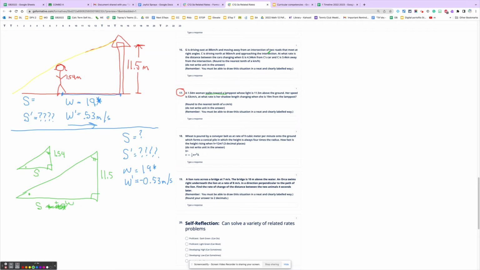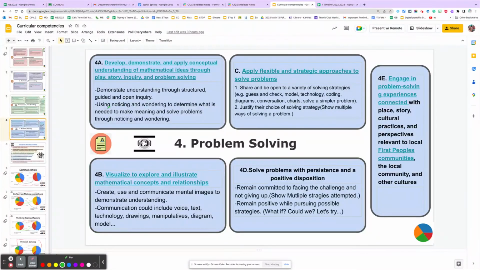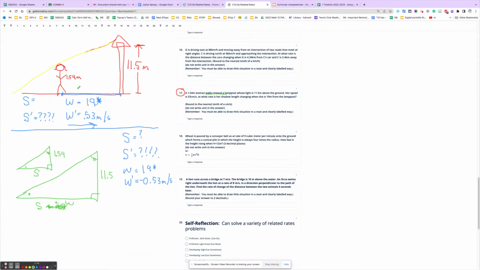So we got to go back and let's look at this. We got to go noticing and wondering. Use noticing and wondering to determine what is needed. So we looked at this and you just got to take some guesses. And remember, you have to be willing to say, I bet there's a lot of ways. So that allows you to try this pathway. And if it doesn't work, try another one. That's what real problem solving looks like.